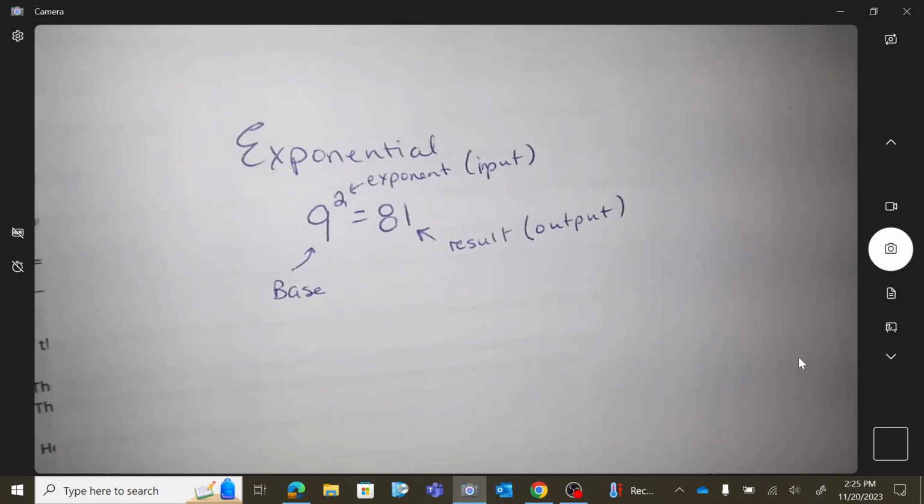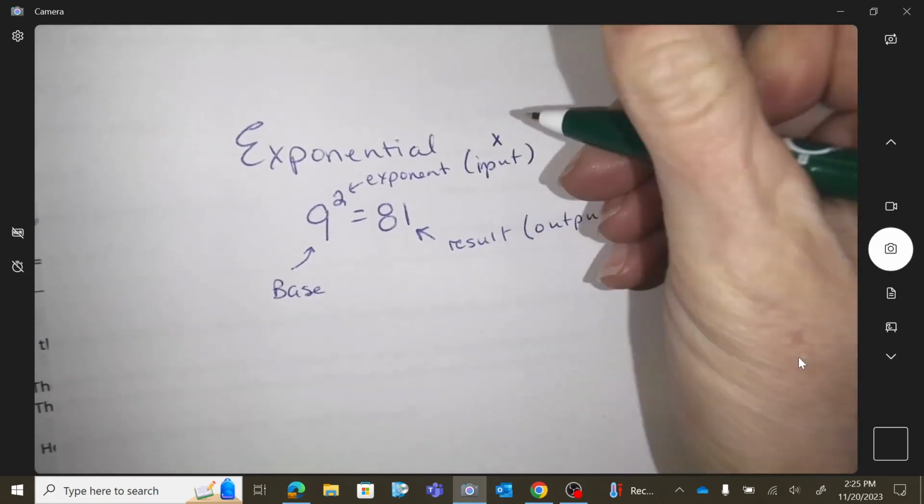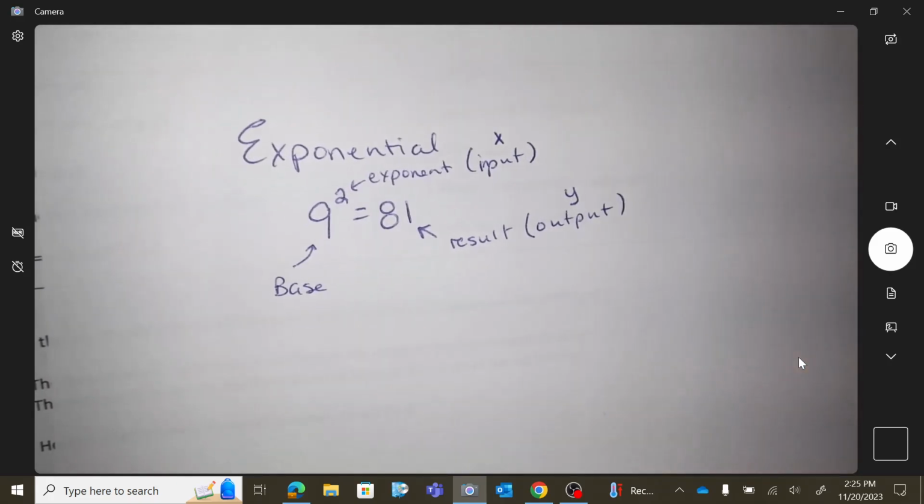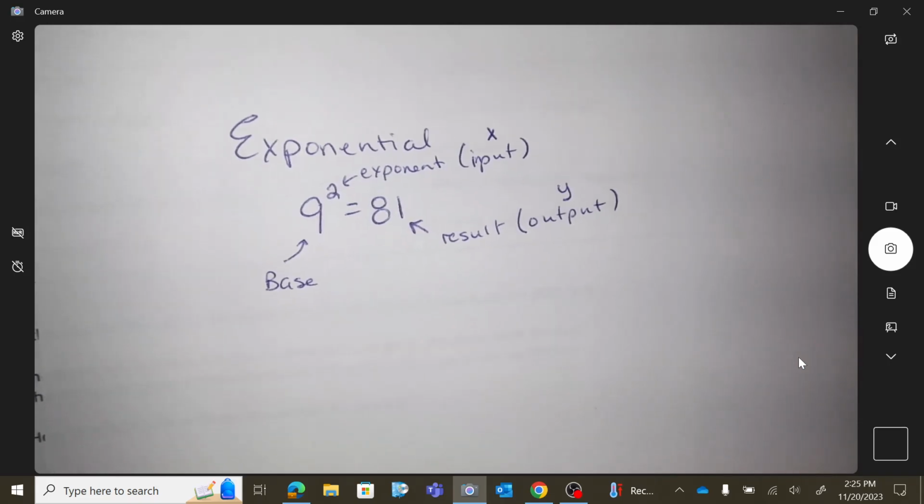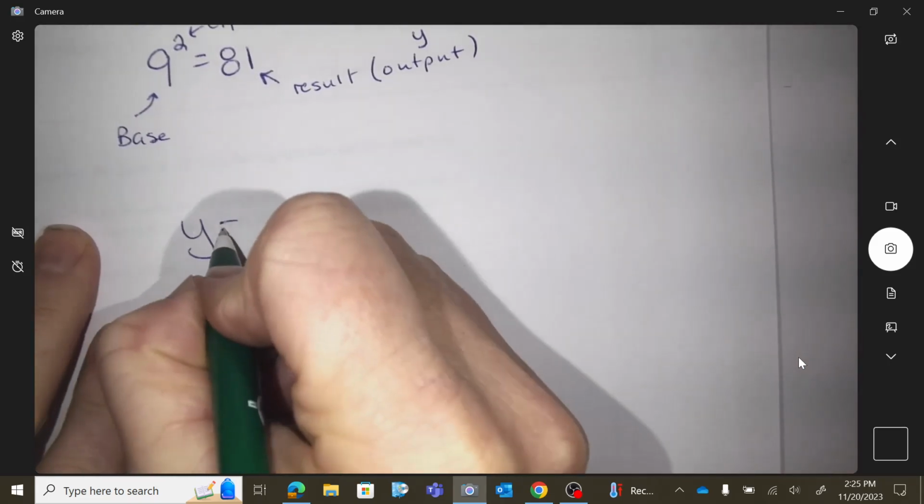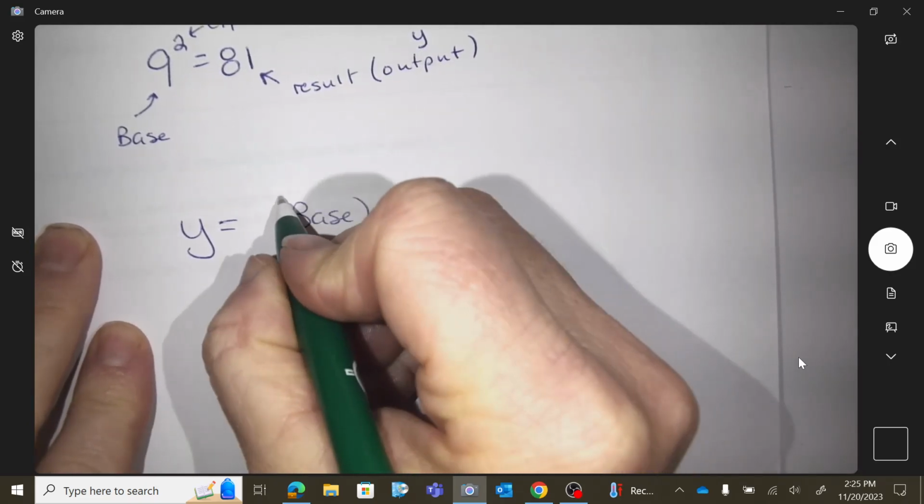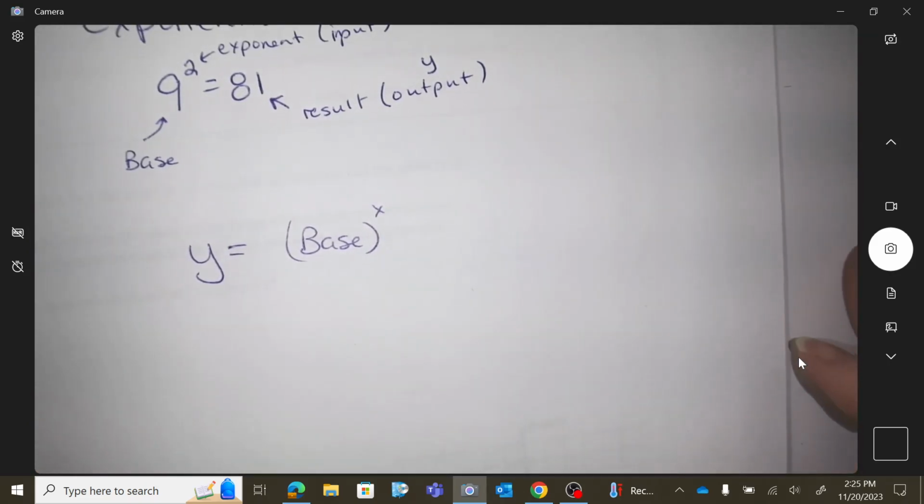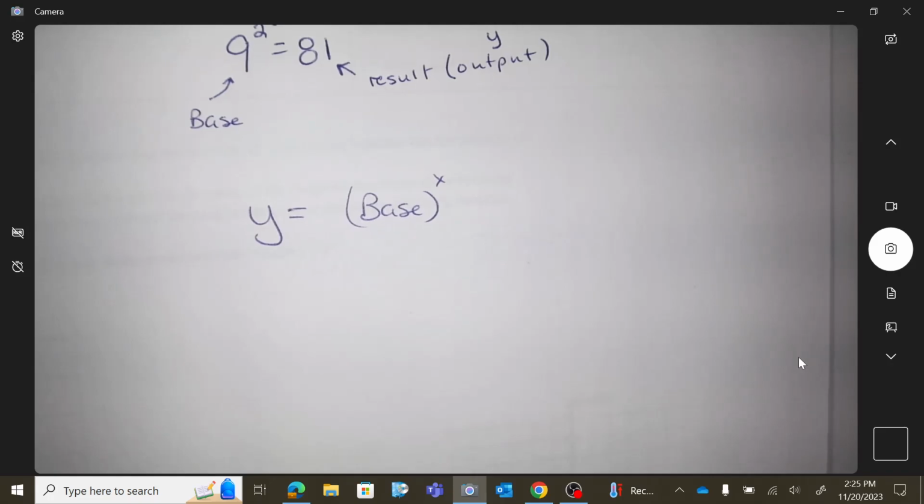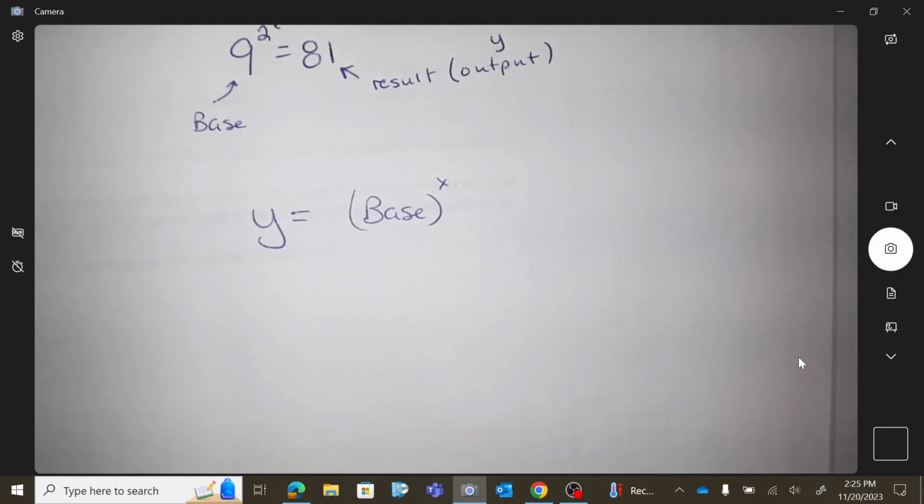So in a graphing world, the input is considered which letter on your graph? You got two choices, X or Y. X, and your output is considered the Y. Okay, so in every exponential equation, this would be the foundation of an exponential equation where your input is your exponent and the result is the output, the Y.